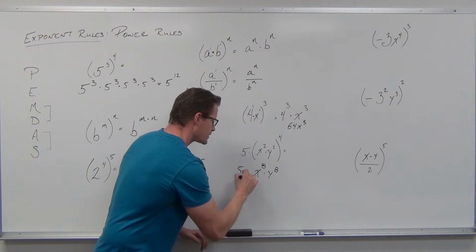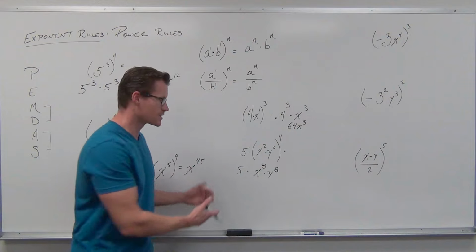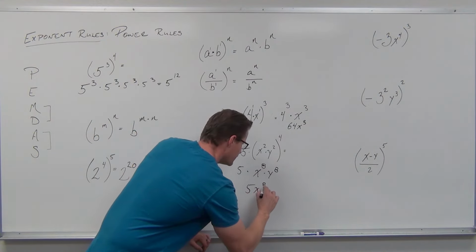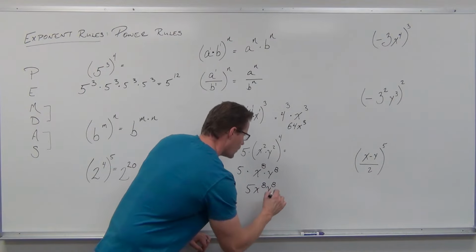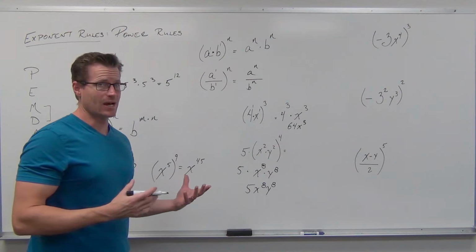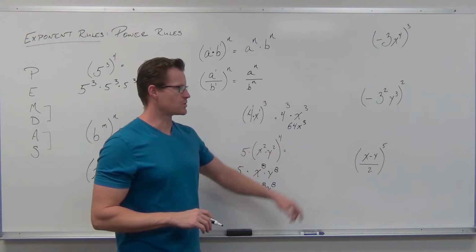Now that 5 out front, that's just a multiplication concept. It has nothing to do with exponents. There's no exponent rules I need to do anymore. Maybe make it a little simpler. 5x to the 8th, y to the 8th. That's the idea. I hope you're getting it. We only have a couple more here, and then the last one's got a special one.